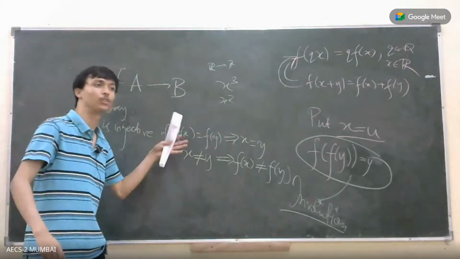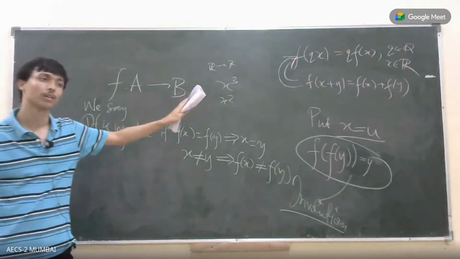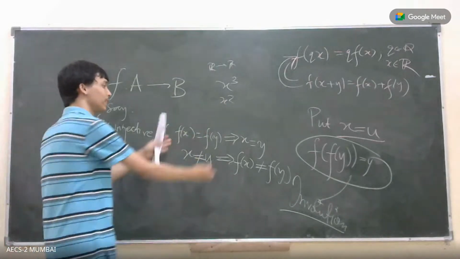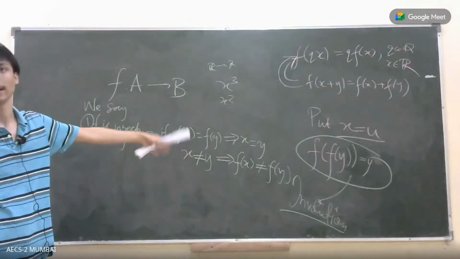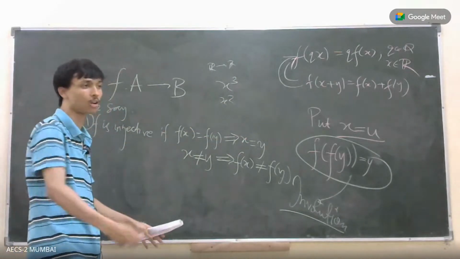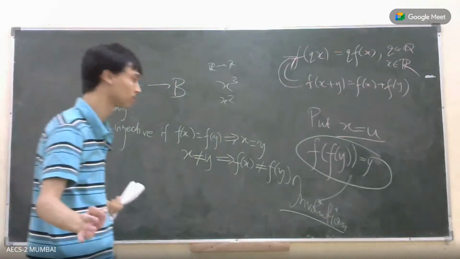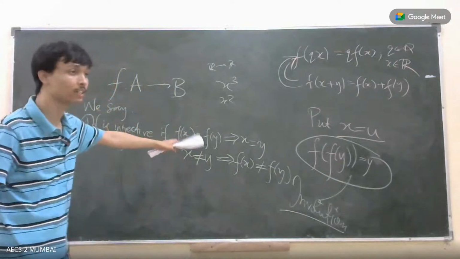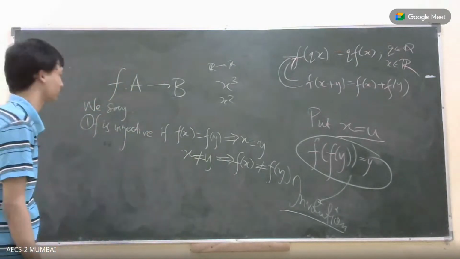You know what a contrapositive is, right? If you don't bother, can you see that these two things are saying the same? f(x) equal to f(y) implies x equals y. Alternatively, x not equal to y implies f(x) not equal to f(y). So if f satisfies this for all x, y, then we call f injective.